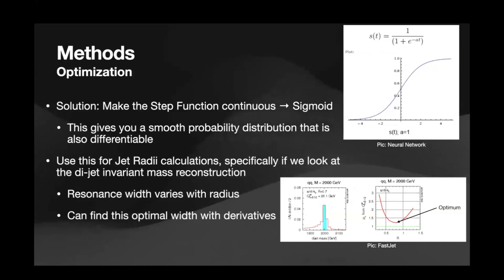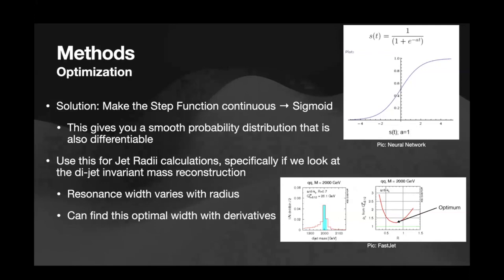The idea is that the resonance widths vary with differing radii for the anti-kT algorithm. So in our ideal case, you could take a derivative and determine this optimum, instead of having to iterate through all the different R values and determine the optimum manually, right? So derivatives are basically speed. It makes this process significantly more efficient, and it allows you to determine a variable R more effectively.